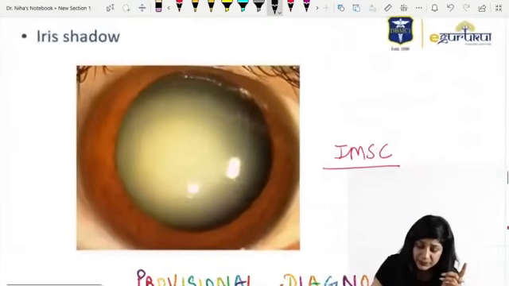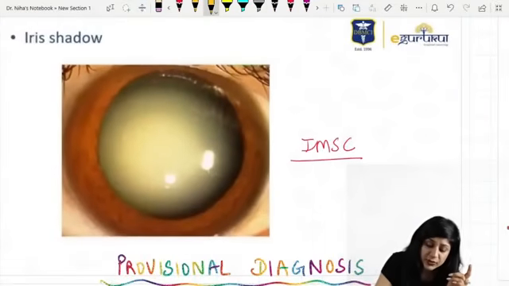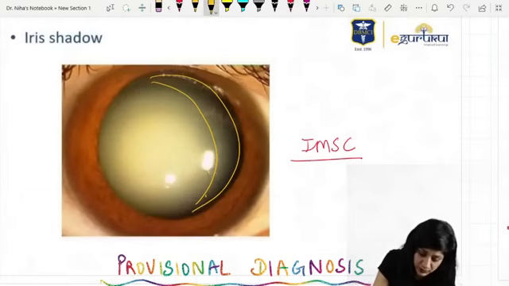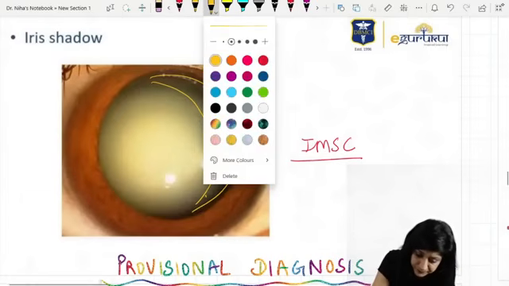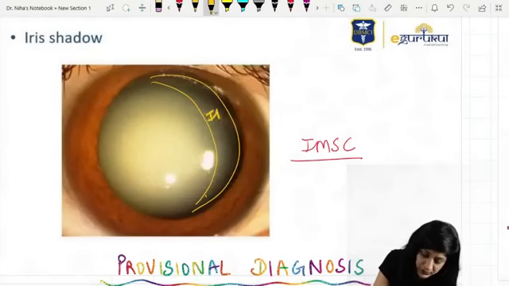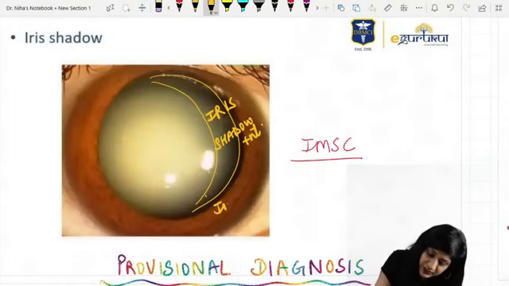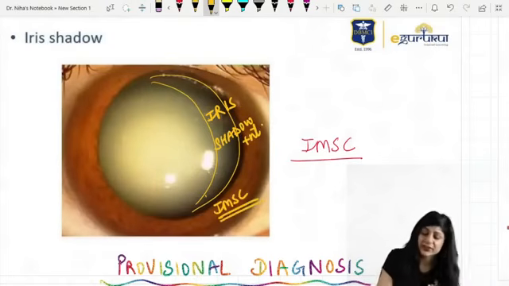Now see, this is the concept of iris shadow. Can you see this shadow of the iris here falling? This is your iris shadow. Because the iris shadow is present here, therefore I will say it's an immature senile cataract.